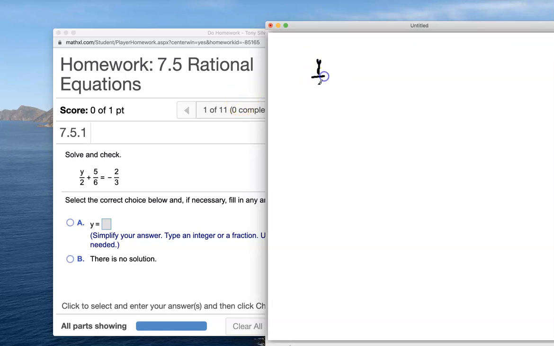So y over 2 plus 5/6 equals negative 2/3. Whenever I see a negative on a fraction, I know they like to put it in the middle. I generally put it on the top. This is the way I was taught. Not that it makes a big difference, but that's what I do.